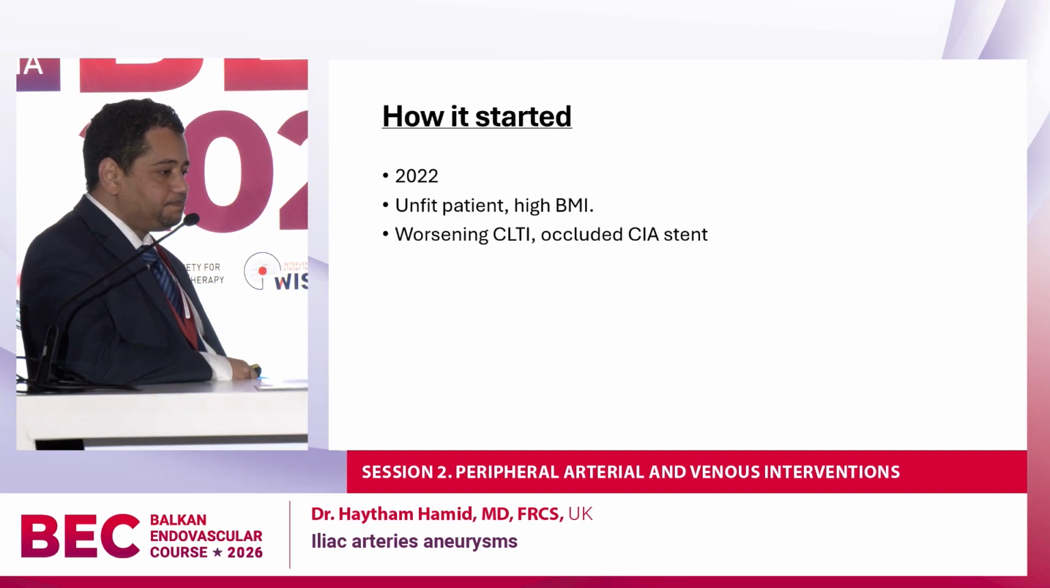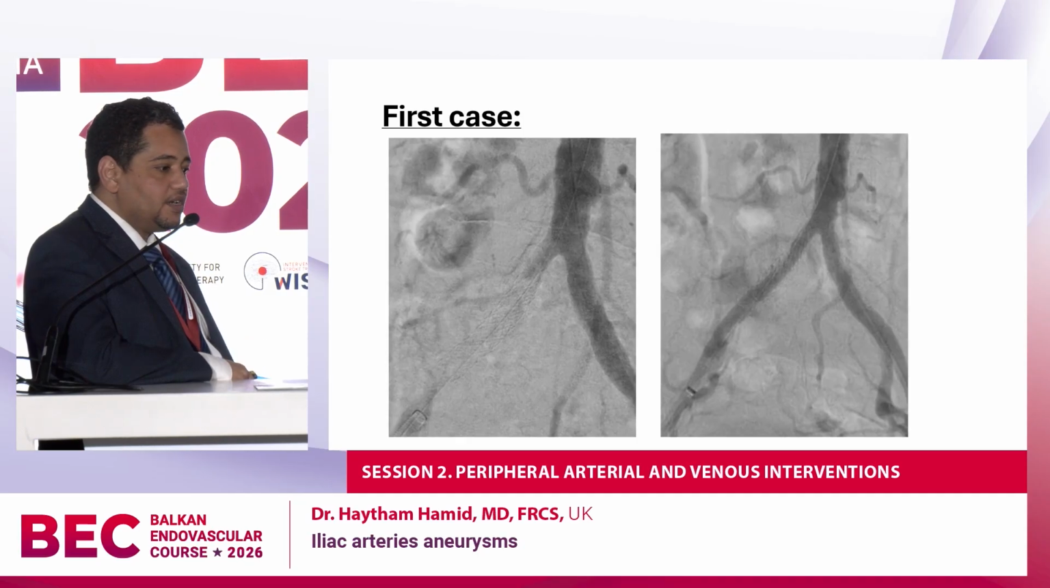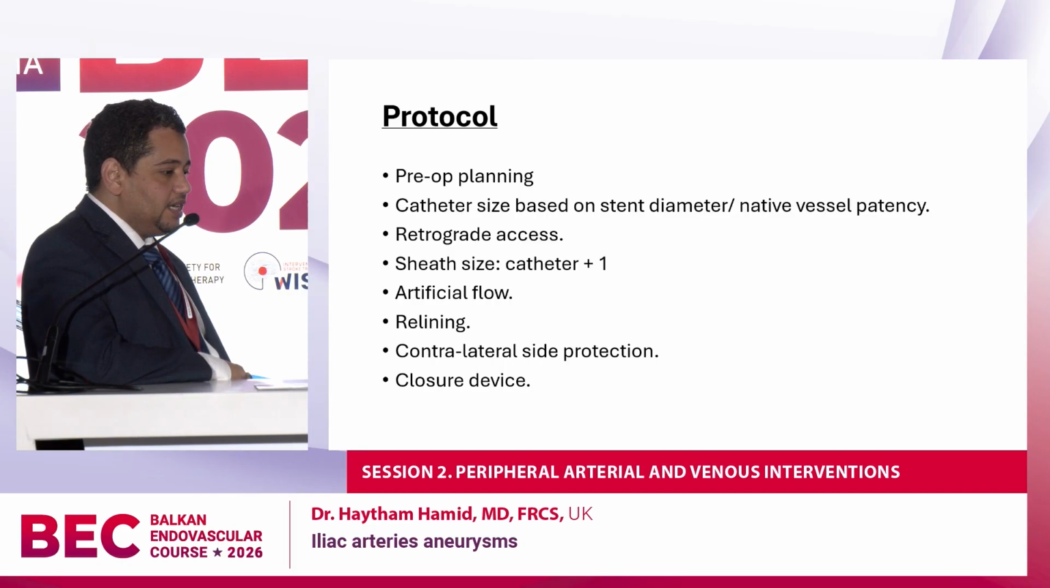So we started in 2022. We had an unfit patient with high BMI. She had worsening CLTI. She had extensive tissue loss on her heel with an occluded common iliac stent. So we used Rotarex for that. It was a 10 French catheter, and we managed to get a good result out of it.